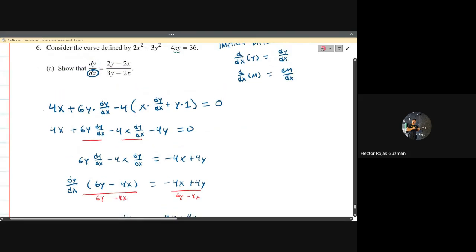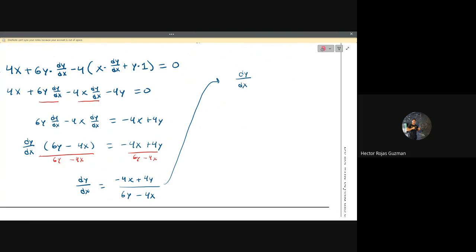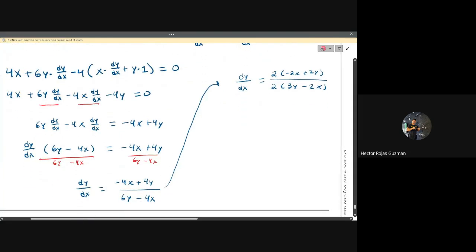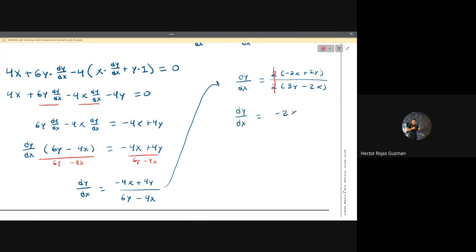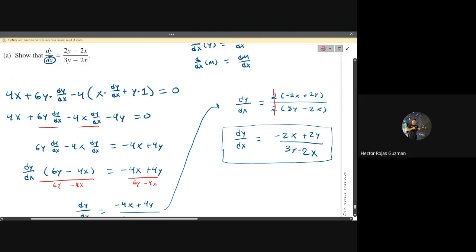But that still isn't the answer, right? Because it looks like it's simplified. So we are going to go ahead and factor out a 2. I'm going to factor out a 2, leaving me with negative 2x plus 2y divided by 2 times (3y minus 2x). Is this what I'm supposed to get? Yes, it is. The 2's cancel each other out. And there it is. Oh, that's an x. Even though the numerator is in a different order, it's still the same thing. So that's done.